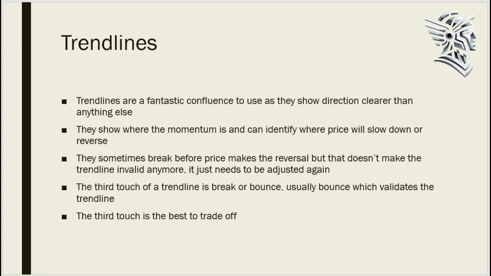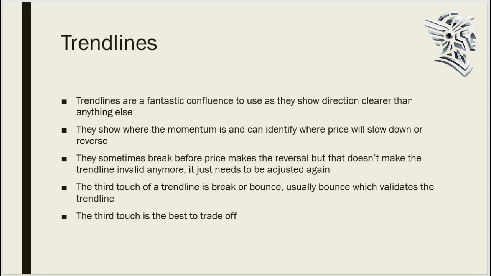So on to trend lines. Trend lines are probably the best confluence to use, as they show directions clearer than anything else. They show where the momentum is, and they can identify where the price will slow down and reverse. Sometimes they do break before making the reversal, but it doesn't make the trend line invalid. At that point, once the reversal is made, you just need to adjust it again, and it should be valid again. The third touch of a trend line is break or bounce.